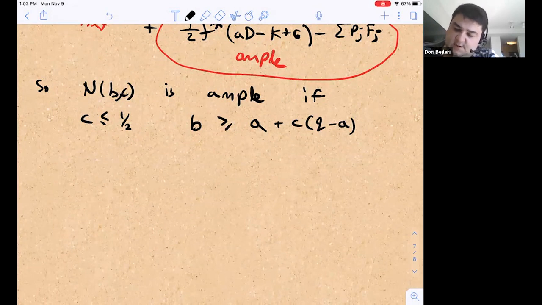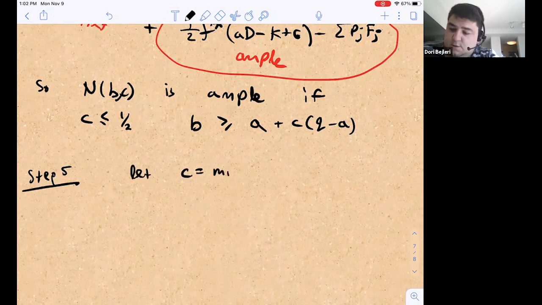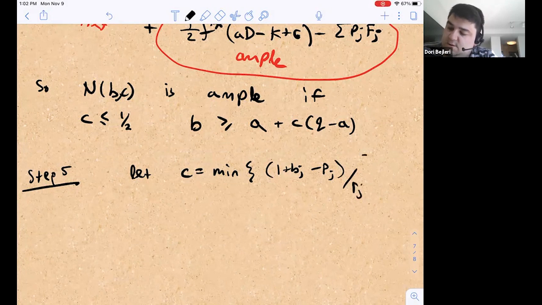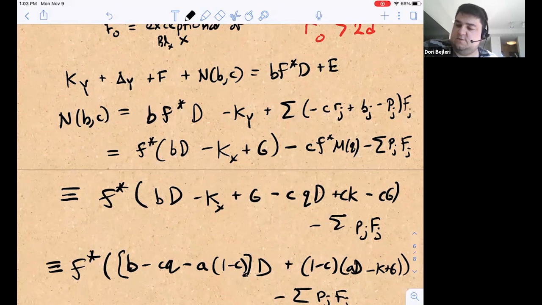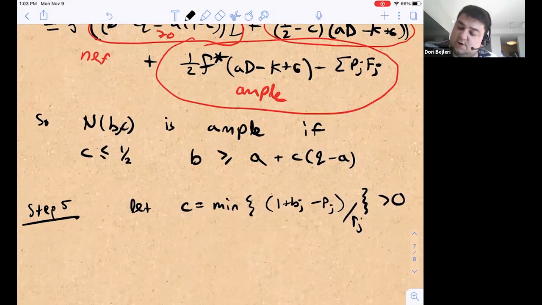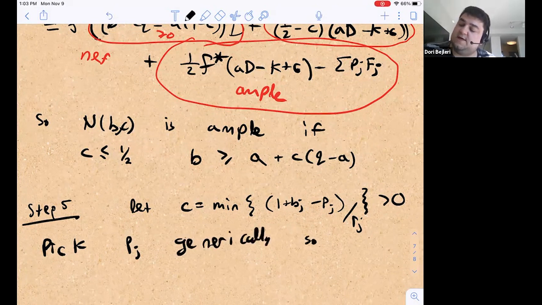Okay, so to do that, we need to pick the right C. So we'll let C be the minimum of (1 plus B_j, these are these log discrepancies, minus our perturbation, which is some epsilon) over R_j. So B_j's were bigger than -1, so 1 plus B_j's are bigger than 0. P_j's are infinitesimally small. R_j's are strictly positive because the coefficients are the pullback of an effective divisor. So this whole thing is bigger than 0. And it's exactly what we need to cancel out this C term for the smallest one. And just like before, we pick our perturbations P_j generically, so that this minimum is achieved exactly once.